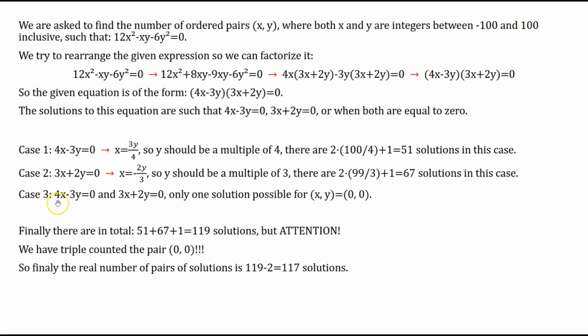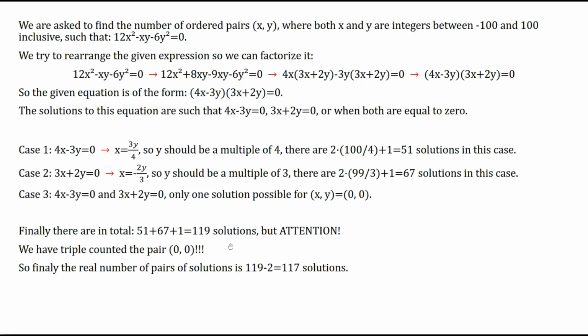And the last case is when 4x minus 3y is equal to 0 and 3x plus 2y is equal to 0 simultaneously. In this case, there is only one solution possible for the ordered pair x, y, which is 0, 0. So finally, we say that there are in total 51 plus 67 plus 1 equal to 119 solutions.